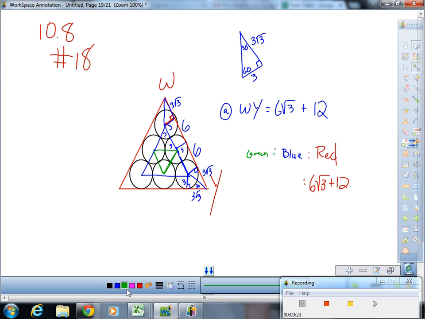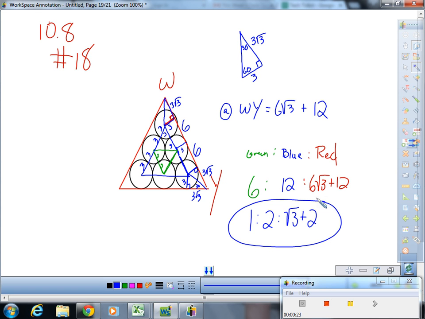Okay, the green perimeter, well, this is going to be 3 and 3. So we're going to call the side of the green 6. And now we need to just find the blue. And that is 3, 3, 3, and 3. And that makes 12. So it's 6 to 12 to 6 radical 3 plus 12. As a ratio, I can simplify that by dividing everything by 6. So the answer would be 1 to 2 to radical 3 plus 2. And that's the best answer we could write.